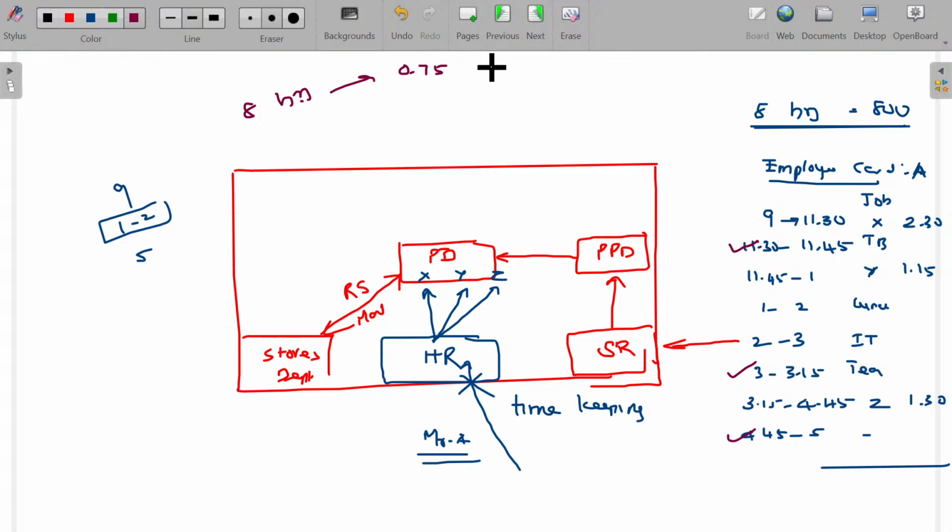Unavoidable idle time. This 1 hour, he could have worked properly, but we didn't have a job, so it is abnormal. The normal idle time is usually unavoidable. Abnormal is avoidable if you are already prepared.